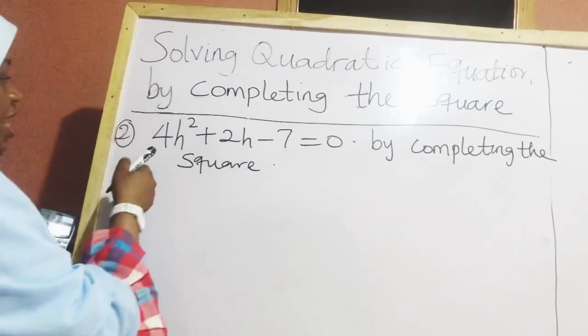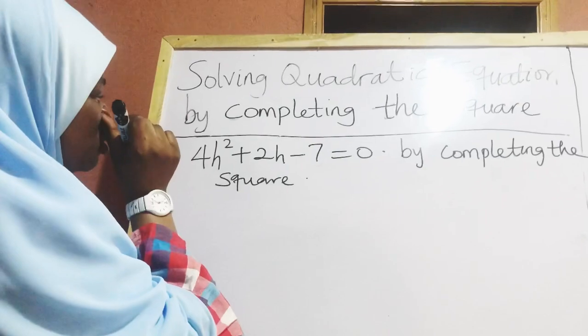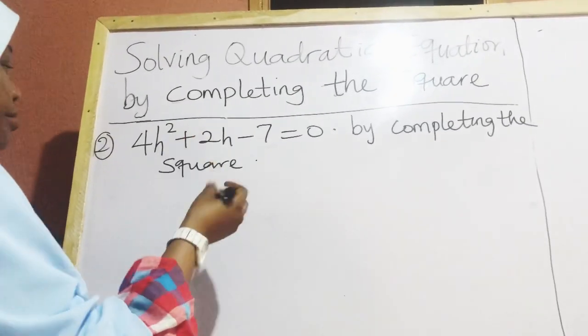Question 2. 4h squared plus 2h minus 7 is equal to 0. Solution.